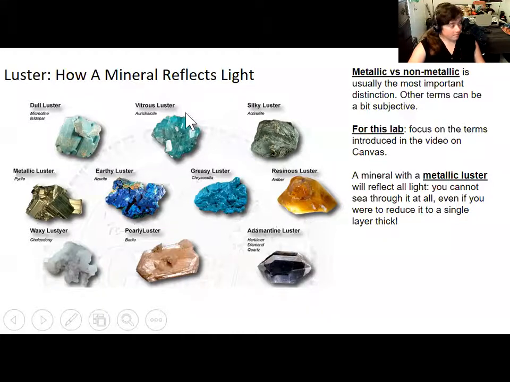So with the non-metallic lusters, sometimes it's a bit subjective. I would say go by the terms introduced on Canvas for the Canvas exercise. Don't try to compare this diagram with the ones on Canvas and get mixed up. But this is just one example of how one can define a number of non-metallic lusters. So you have minerals that are kind of dull, minerals that are kind of vitreous, and vitreous means glassy.